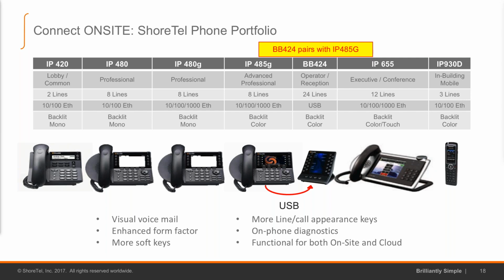Really, really great speakerphone. And then finally, the 930D is our wireless phone. So if you've got the needs for wireless capabilities, we do have a phone for that. And it does have all the same feature functionality, so you can transfer and conference and that sort of thing.